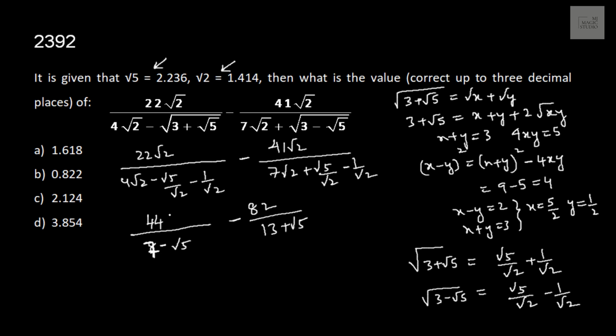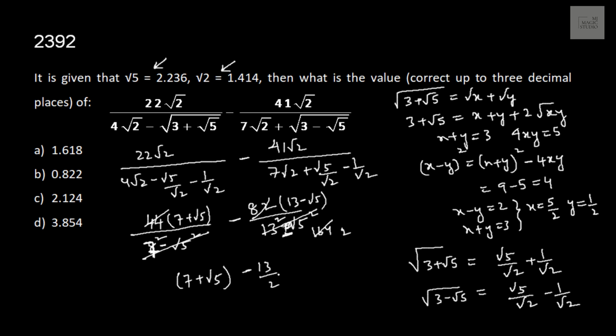Now let me do the rationalization by multiplying this part by 7 plus root 5. So this will become 7 square minus root 5 square. Multiply this by 13 minus root 5. This will become 13 square minus root 5 square, as a plus b into a minus b is a square minus b square. 7 square is 49. 49 minus 5 is 44. Cancelled. So we are left with 7 plus root 5 minus, 13 square is 169 minus 5 is 164. So 82, this will be 2 minus 13 by 2 plus root 5 by 2.